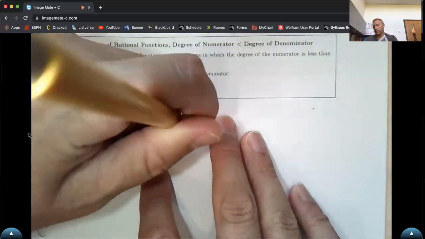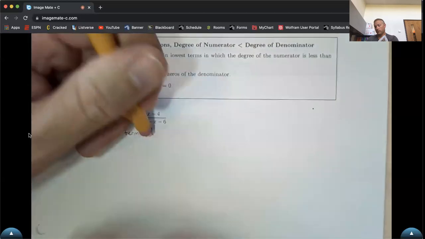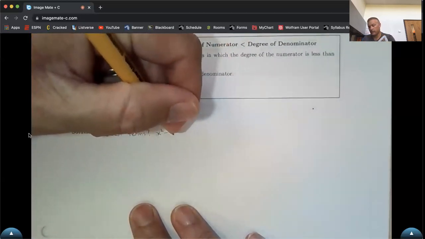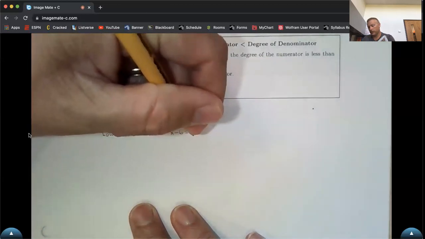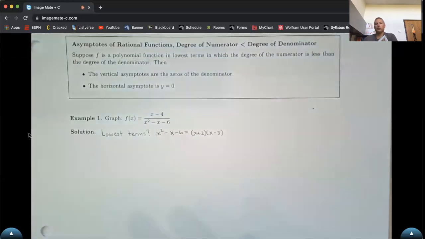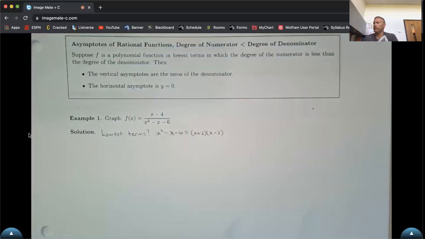And excuse me, I didn't really write where that came from. So the denominator, x squared minus x minus 6, is x plus 2 times x minus 3. And so we see that there's no x minus 4 to match the top. And so this thing is in lowest terms.